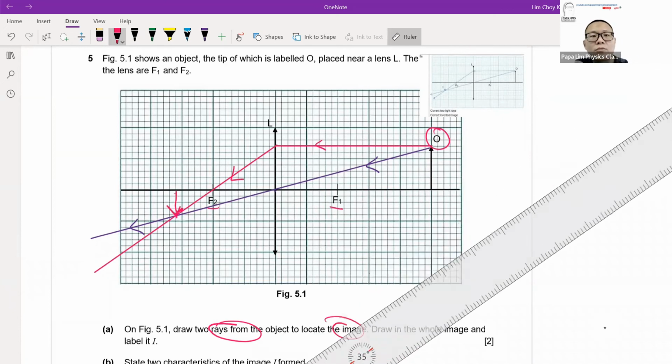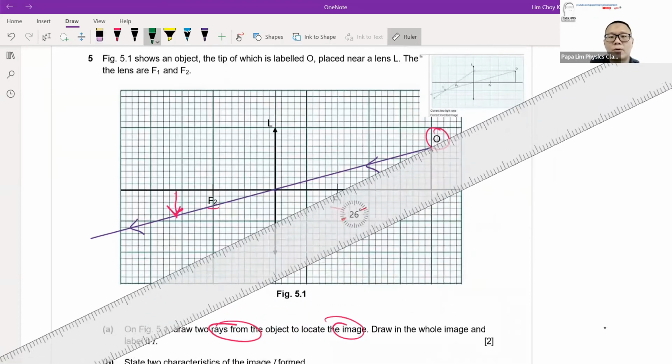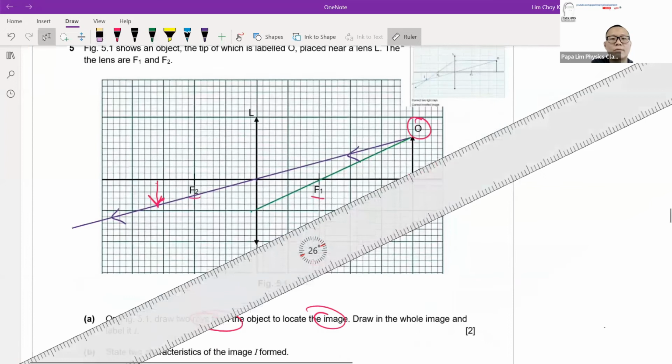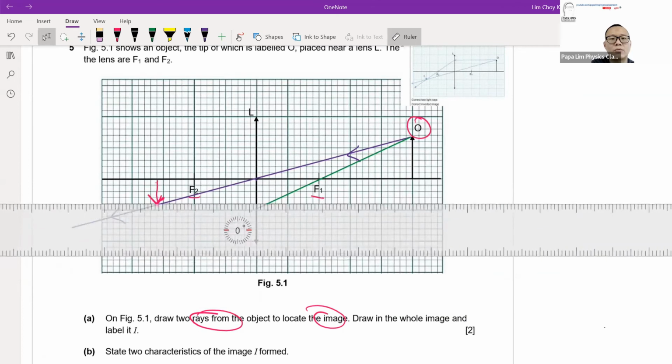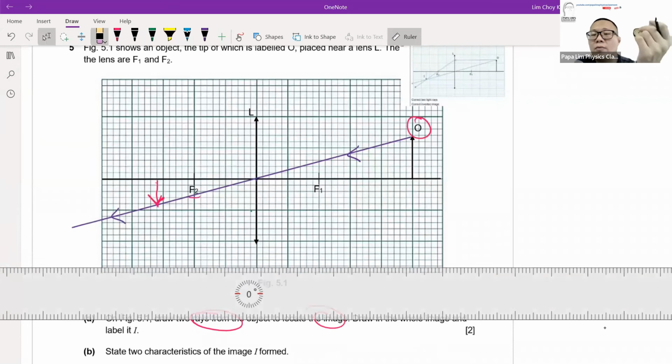If you don't like to draw ray 2, you can draw ray 3. Ray 3 will be the ray that cuts the focal point first. Then it cuts the focal point, and after that it goes straight through without bending. So it depends on which ray you want to draw; the answer will actually remain the same. Take a look at which ray you want to draw: ray 1, ray 2, ray 3.